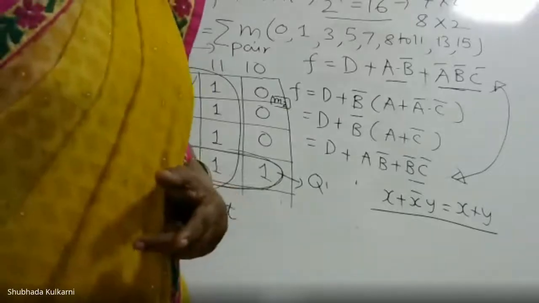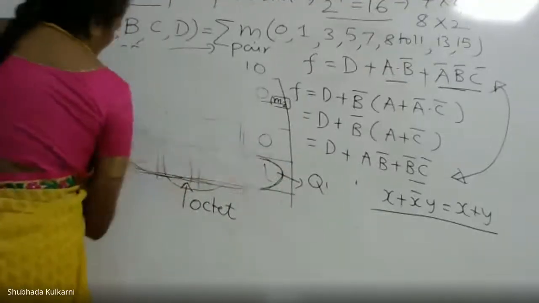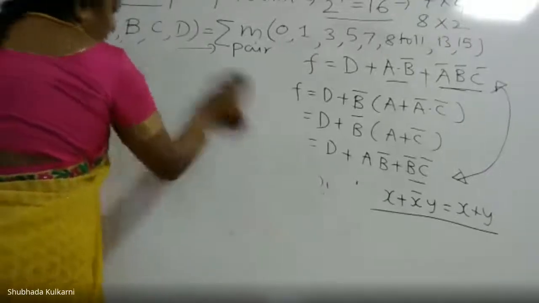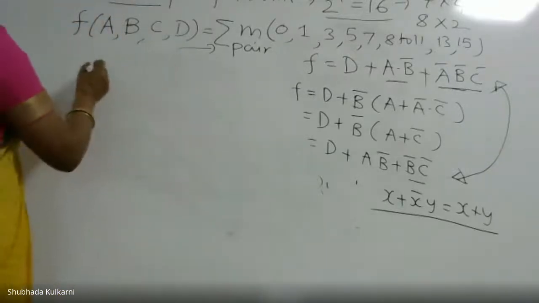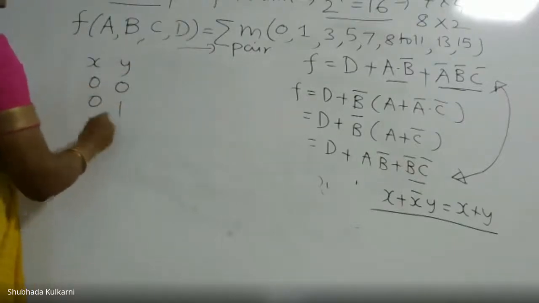We have to use some postulates, ma'am. Shall I show with the truth table? Ma'am, we can also do it by expression, ma'am. No, we can write it with a truth table. That's not a problem. It's directly a Boolean postulate which we use in practice. X plus x bar y is equal to x plus y. Let us say this is x y: 0 0, 0 1, 1 0, 1 1.